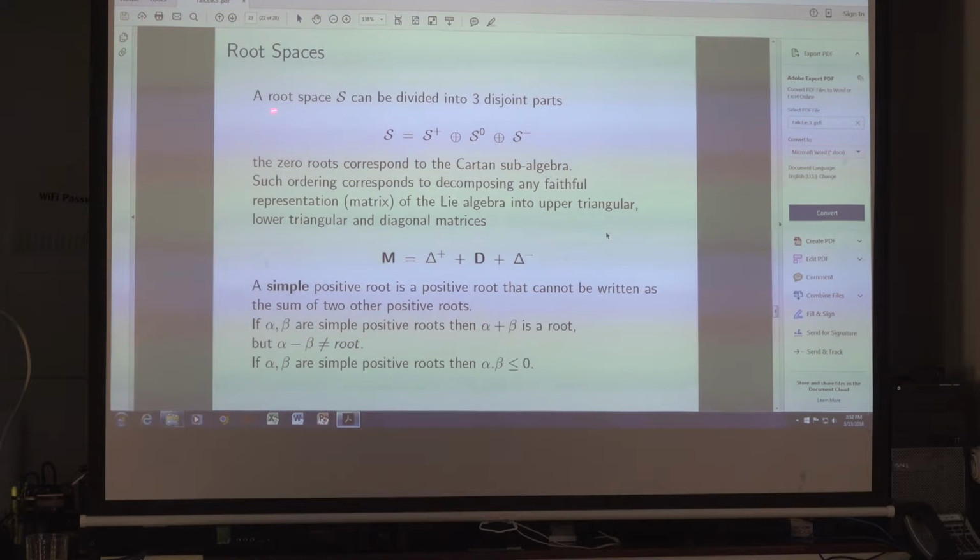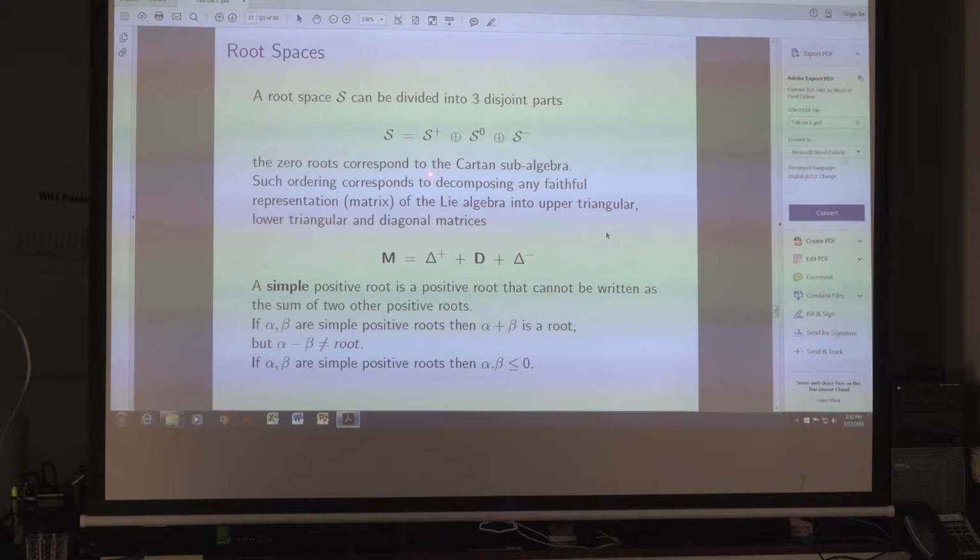Okay, and then the root spaces can be divided into 3 disjoint parts. The 0 roots correspond to the Cartan algebra, and then you'll have a plus and minus. Remember, when you have a matrix, it can be broken into a diagonal matrix, an upper triangular matrix, and a lower triangular matrix. So here is the same idea. You have a space, and you can break it into a plus, 0, and minus.